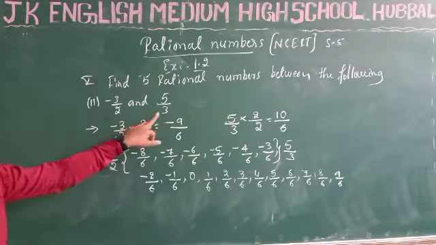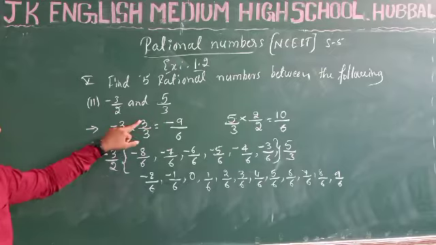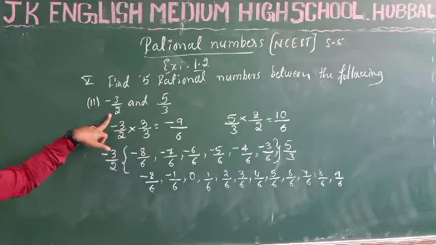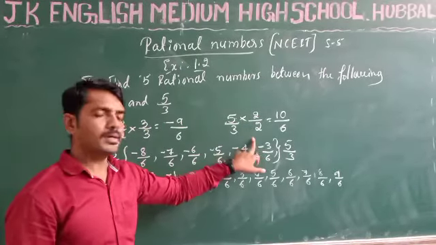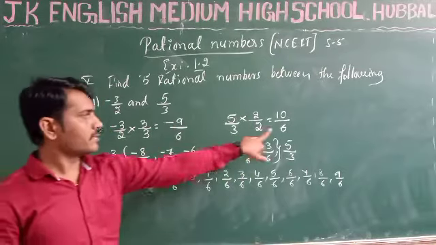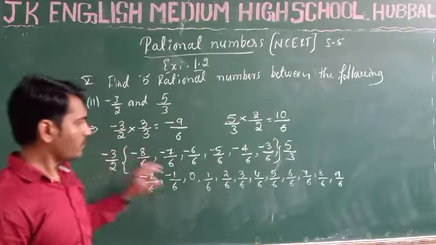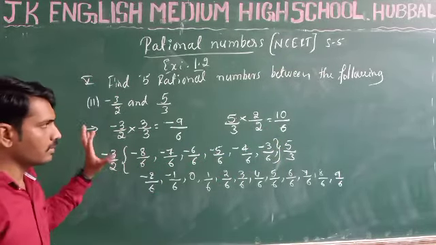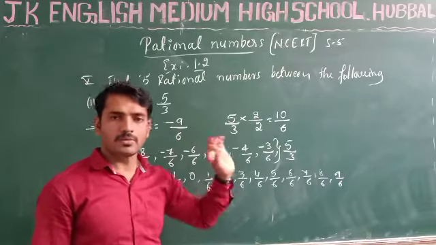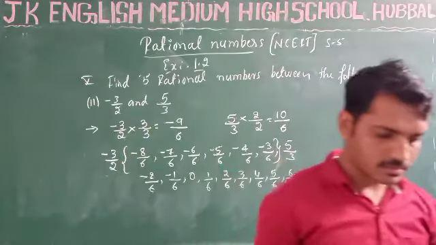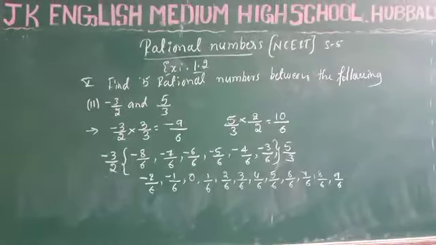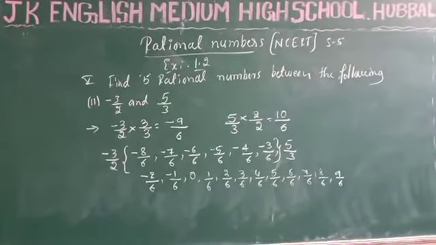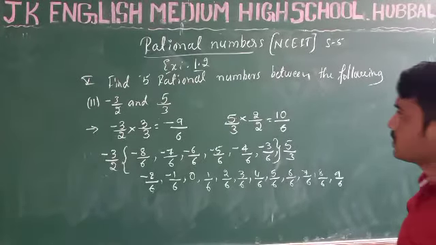So what have I done now? I multiplied this denominator to the numerator and denominator, and this denominator to the numerator and denominator. Both sides get the same denominators. Later on we can easily write the rational numbers between the given two numbers. Okay. So shall I run this?